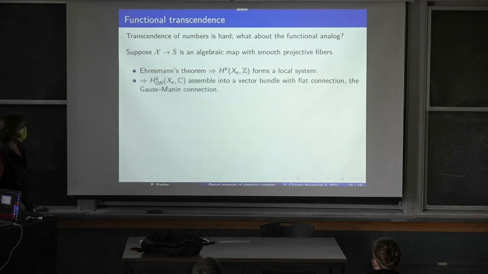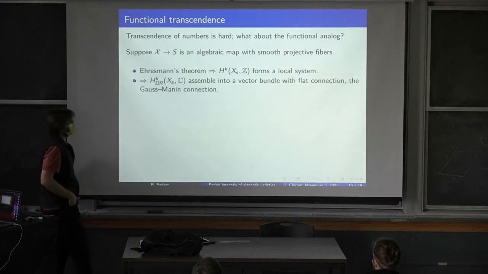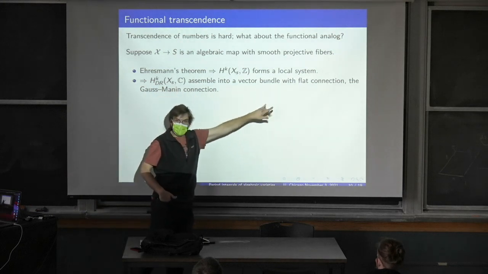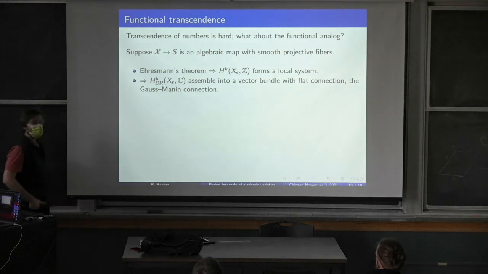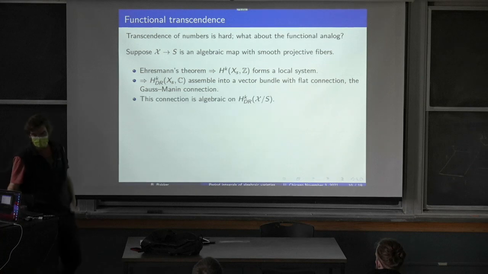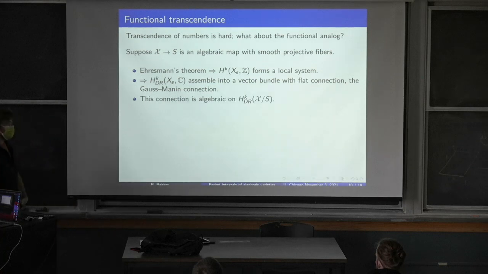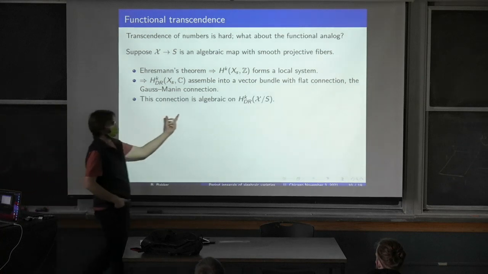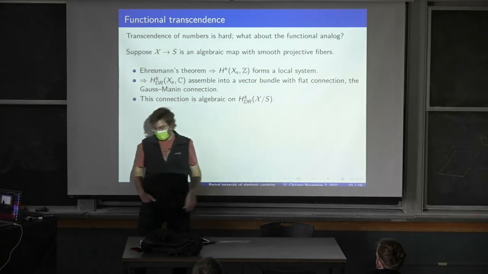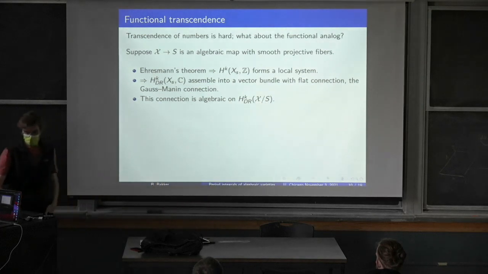The differential geometric avatar of this is that the de Rham cohomologies assemble into a vector bundle with a flat connection, namely the Gauss-Manin connection. In other words, I can use a local topological trivialization to propagate any section over a fiber to nearby fibers. And in fact, this connection, it turns out, is algebraic if we compute this de Rham cohomology of the relative situation algebraically in terms of meromorphic forms.